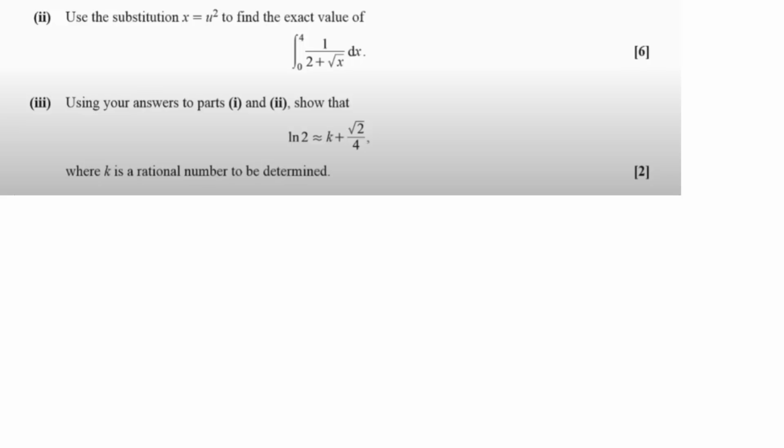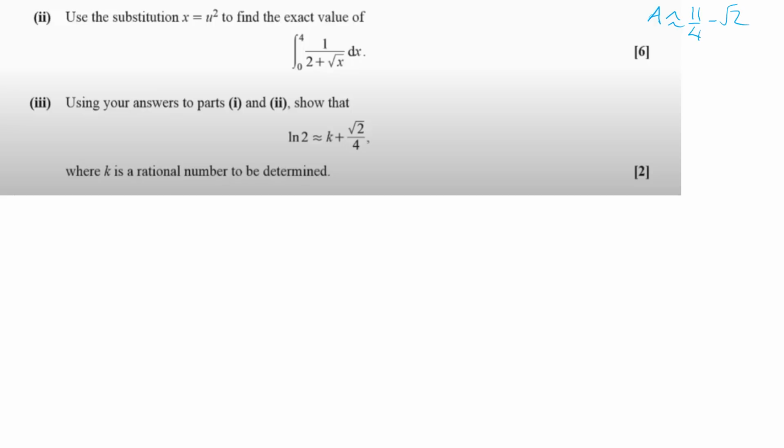Right, part 2 for this question is quite tricky. We've got to use the substitution that x is equal to u squared, and then later on we're going to need the fact that we've just got from the trapezium rule that the area was approximately equal to 11 over 4 minus root 2. So I'm just going to leave that there, and we'll come to that in a minute.